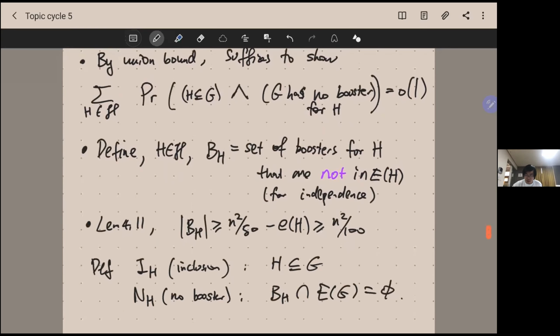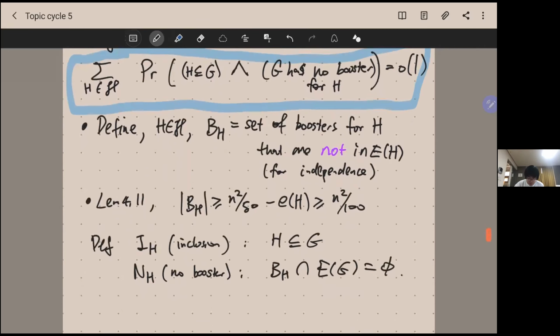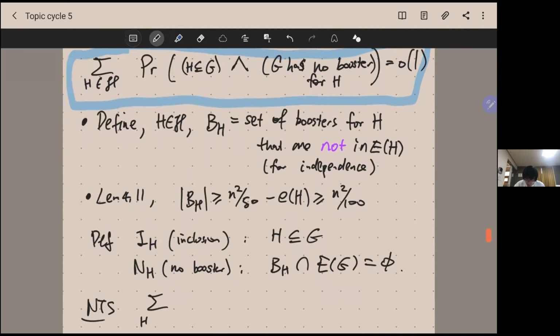Then look at this probability here. It translates in this notation. So we need to show that the sum over H in script H of the probability that I sub H and N sub H happen, that is, if H is in G, then no booster also happens, this probability goes to 0, right? But for this probability, let's use conditional probability.